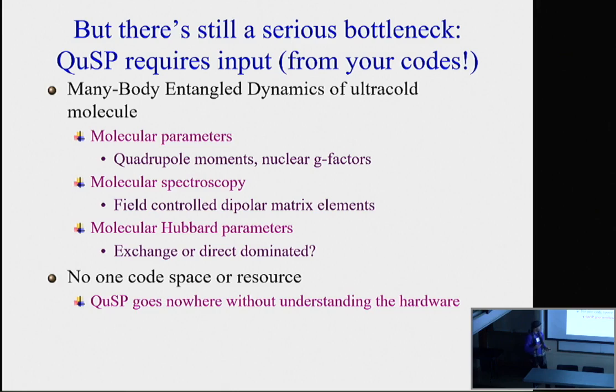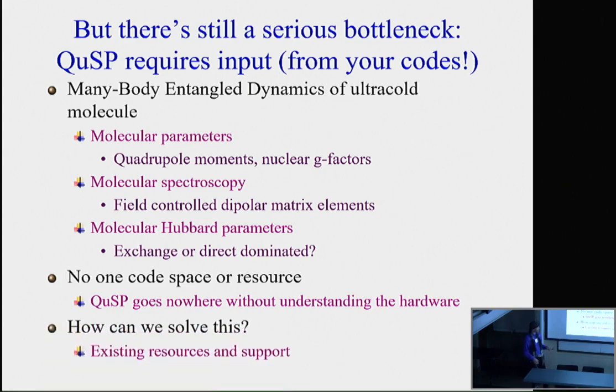So there's really no one code space or resource for quantum simulators. Okay, the best out there is modeling code for quantum computers, like what Google has. There are some very nice codes out there, like QTIP, as we mentioned earlier in the program, but there really isn't something for quantum simulators, and yet we have over 300 experimental platforms. It's pretty amazing, right? So QuSP really goes nowhere without understanding the hardware, okay? So how can we solve this?